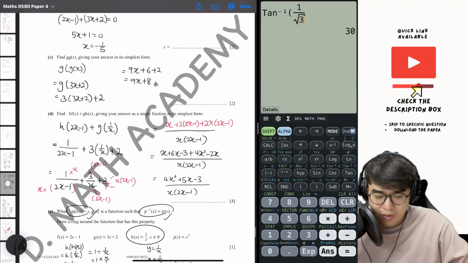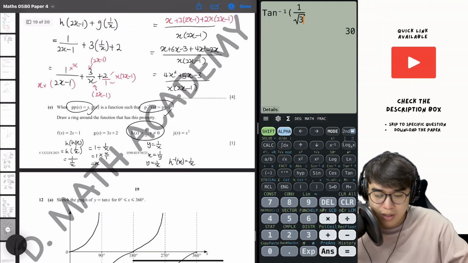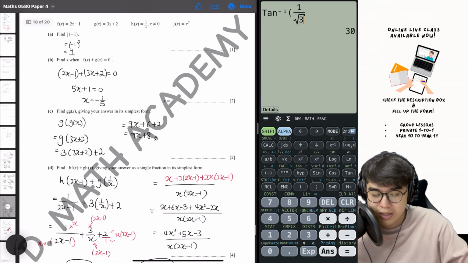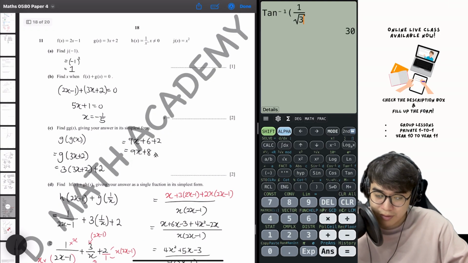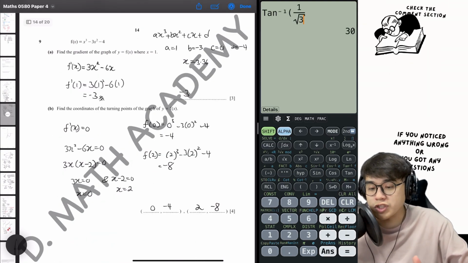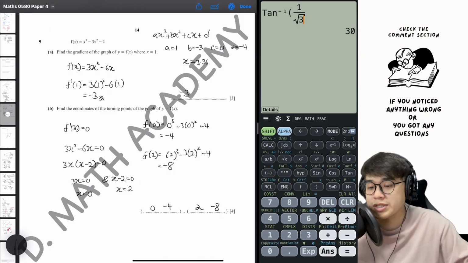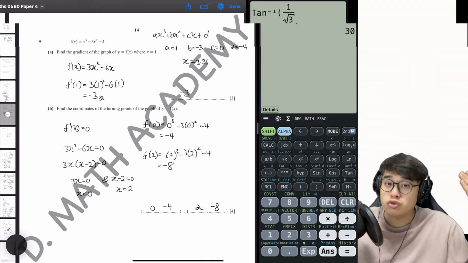And the last question, if I were to say that might be a little bit difficult, is actually question 11 or question 9. Okay, because some students are not familiar with how to draw a cubic graph.